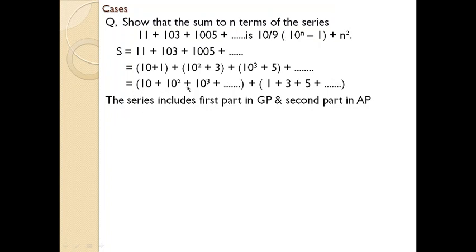Okay, here the first part of the series looks like a geometric progression. And one more thing, you don't have to write 10 raised to 2. Instead of 10 raised to 2, you can write 100, and 10 raised to 3, you can write 1000. This is depending upon your discretion. Okay, the first part of the series is in geometric progression, this one, and the second part of the series is arithmetic progression.